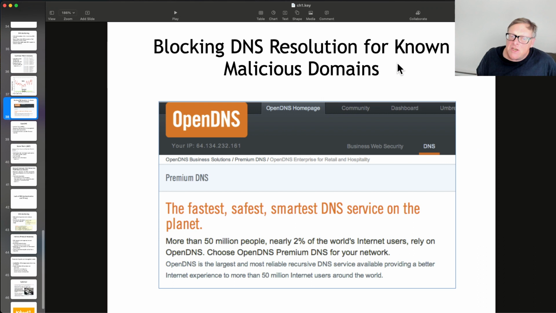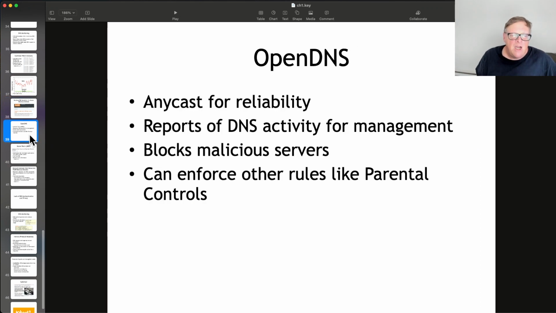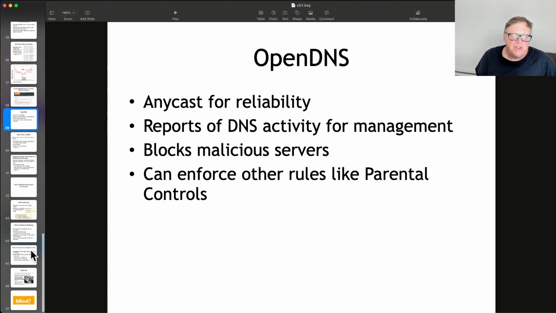So you can block DNS resolution for malicious domains, and one service that does that is OpenDNS, now part of Cisco. I think it's now called Cisco Umbrella, where you just use them for your DNS server, and then if any traffic is sent to a known malicious site, they will block it. So it gives you a layer of security on your network, which is nice. That's OpenDNS, it gives you caching reliability and blocks malicious servers, and if you pay, you can turn on other things like monitoring your users and having parental controls and recording what they do and things like that.